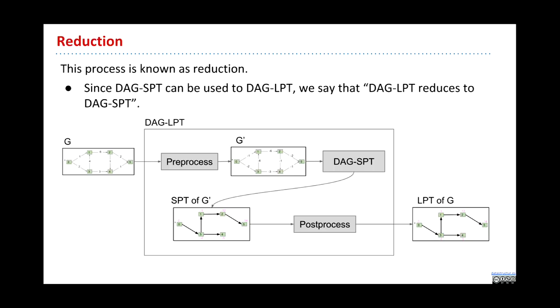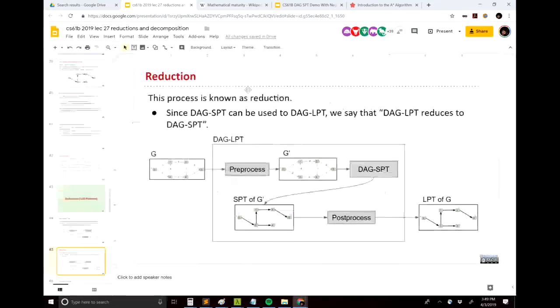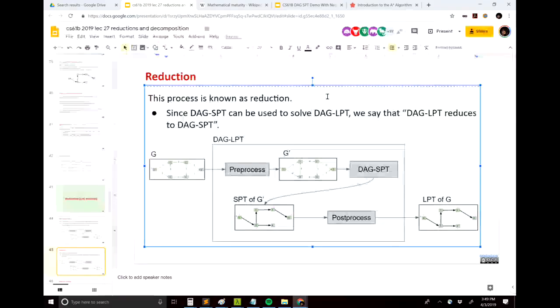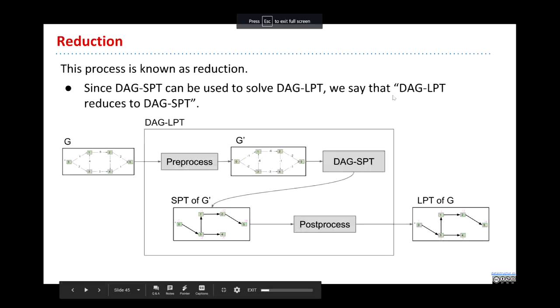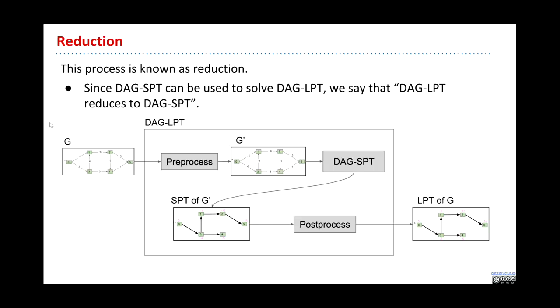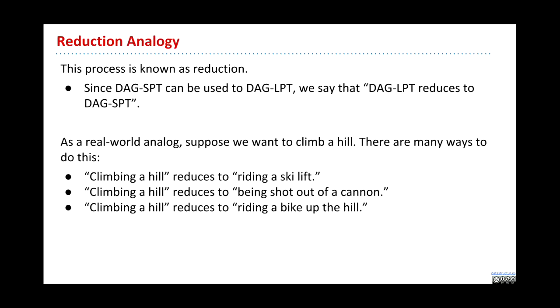So since, and this is the way that I never liked the term, but I'm just going to go with it. So since DAG shortest paths tree is a building block that could be used to solve DAG longest paths tree, the way that people talk about this is they say that longest paths tree reduces to shortest paths tree. It basically just boils down to shortest paths tree. Now, I think the direction of the transitivity of the verb is backwards from what it should be, but that's how they do it. Okay.